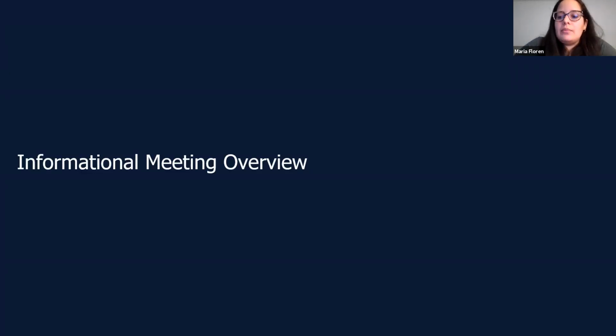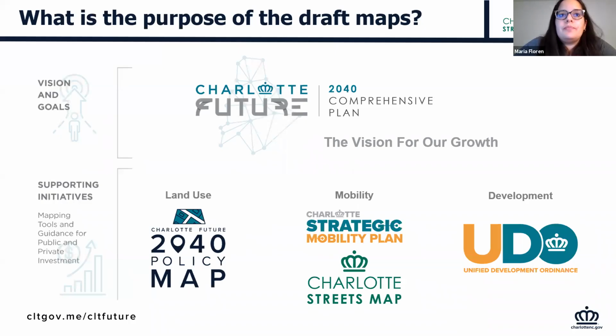So with that, we're going to review some basic information. What is the purpose of the Charlotte Future 2040 policy map and the Charlotte streets map? The purpose of these two maps is to help implement the vision of the Charlotte Future 2040 comprehensive plan, which is the guiding document for our city's growth and development over the next 20 years. The comprehensive plan was adopted in June of this year, and there are now several major initiatives underway to help put that plan into action.